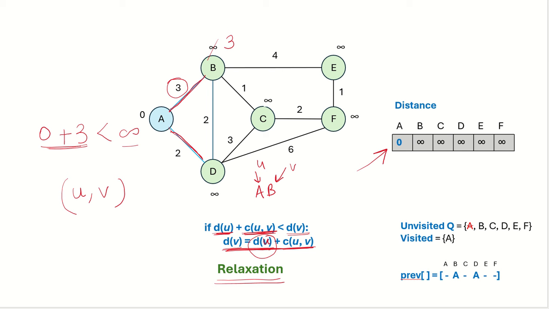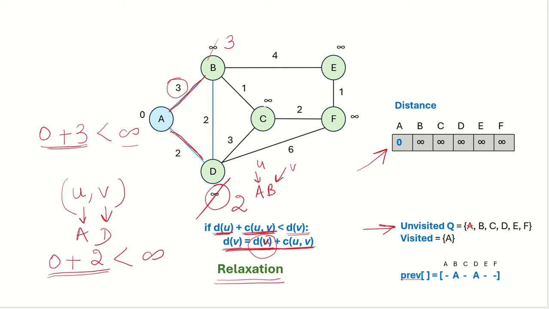Similarly, for edge AD, now U is A and D is vertex V. So we check whether the distance of U, which is 0, plus the cost between A and D, which is 2, is less than the current distance of node D, which is infinite. Yes, it is. So we will update the distance of V, and this will become the total of distance of U plus cost of the edge between U and V. So this is the relaxation technique which will be used in Dijkstra's algorithm.